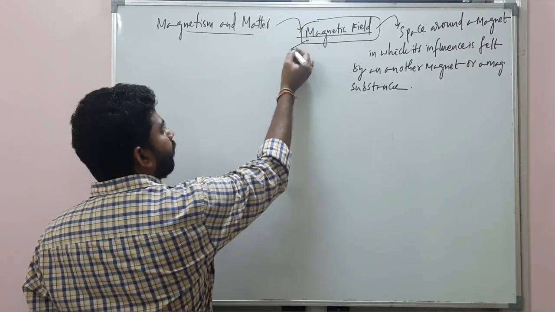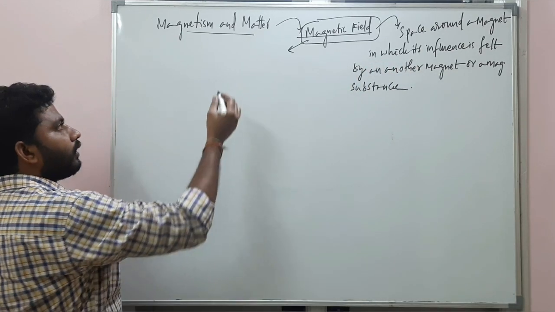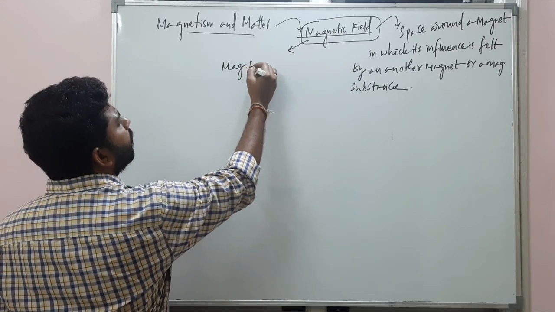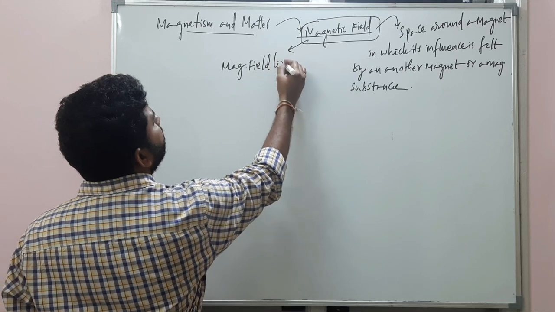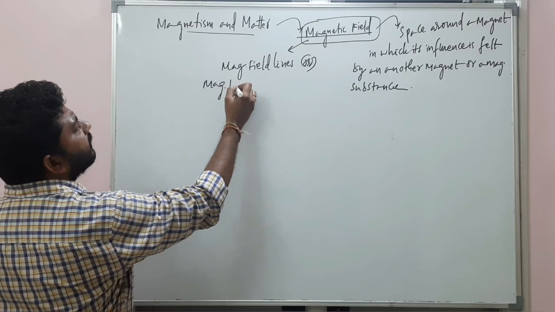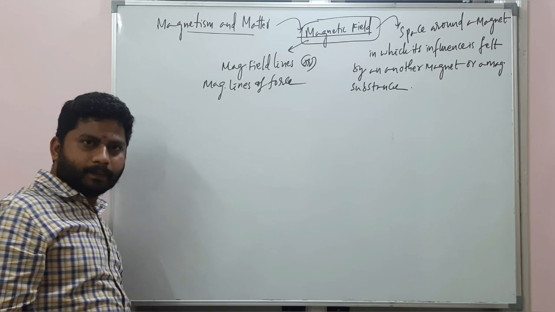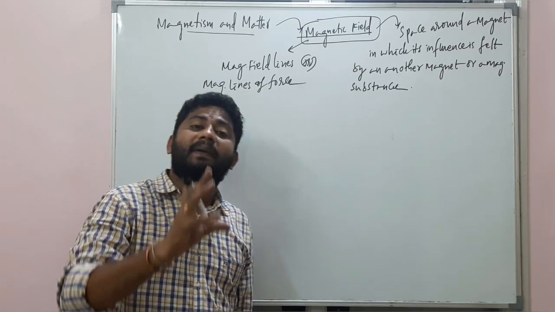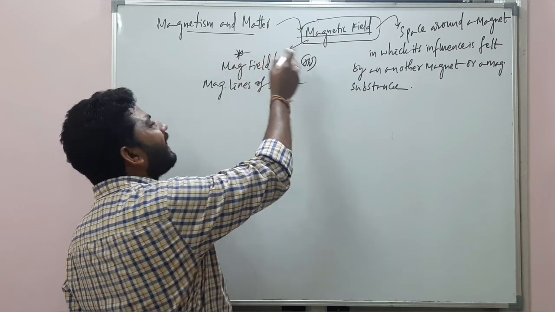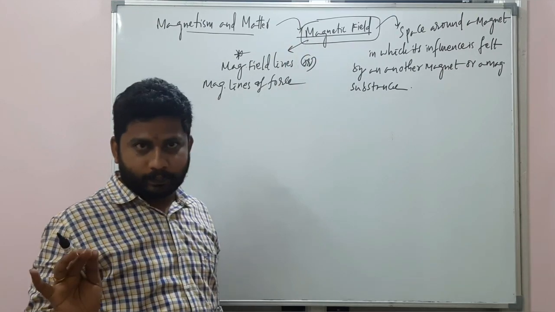Now, this space around a magnet will be filled with magnetic field lines, and those are also called magnetic lines of force. Right? These lines of force will represent the magnetic field presence. We'll be discussing this at the end of today's session. Let's focus more on magnetic field now.